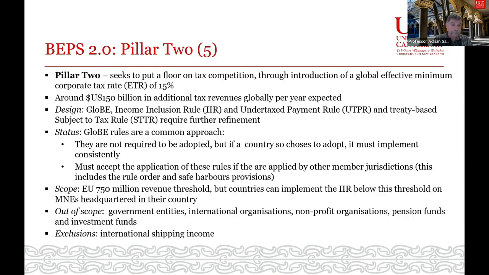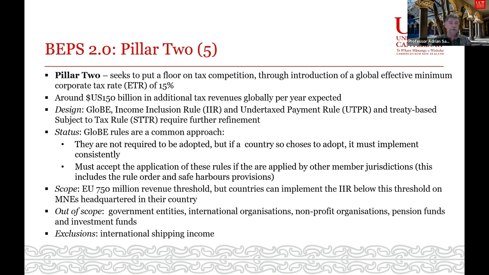Looking at Pillar 2, what Pillar 2 seeks to do is to put a floor on tax competition. That is to basically reduce this idea of the race to the bottom. What it will do is introduce a global effective minimum corporate tax rate, or ETR, of 15%. In terms of how much is going to be affected here, the OECD estimates about US$150 billion in additional tax revenues globally per year expected to be raised. What we don't know, obviously, is where and which jurisdictions that will apply.